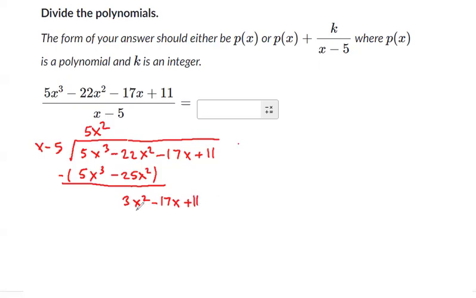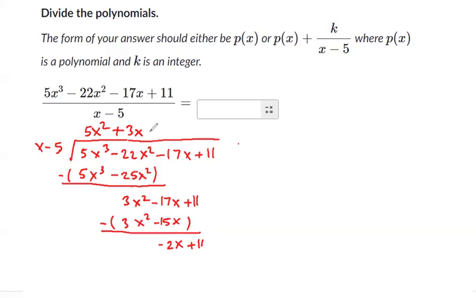Okay, and we got 3x squared now. I need to multiply x by something to get 3x squared, so that something should be just 3x. 3x times x will be 3x squared, and 3x times negative 5 is negative 15x. Then we just do subtraction again. These will cancel, so you get negative 17 plus 15x, which will be negative 2x. And plus 11, so 11 goes down.